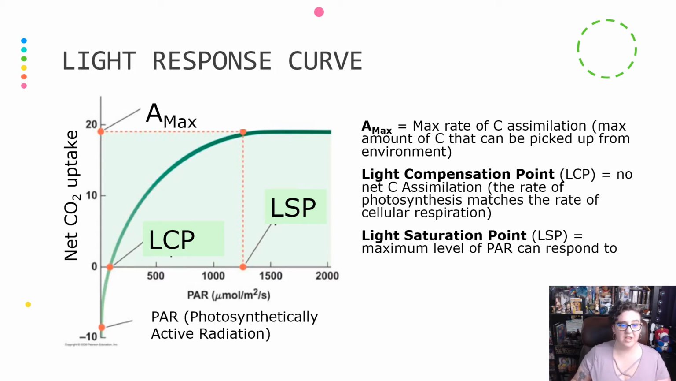The next one is the light saturation point, or the LSP, right? This is the maximum level of light that the plant can respond to, right? So essentially your photosynthetic rate stops going up at a maximum light, and the plant can't take in any more carbon dioxide, okay?